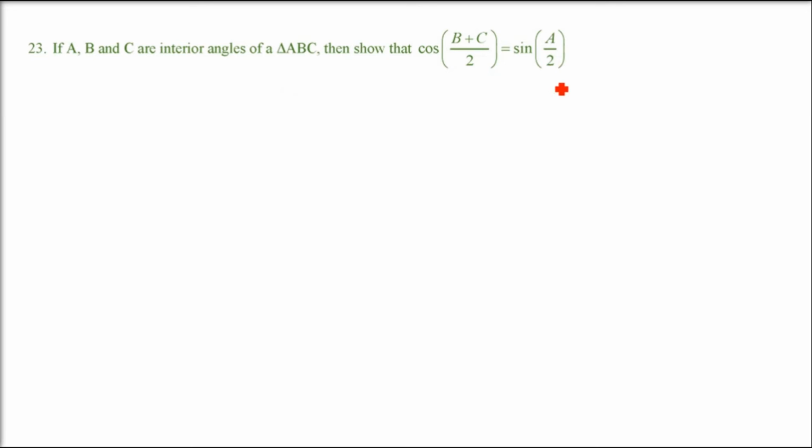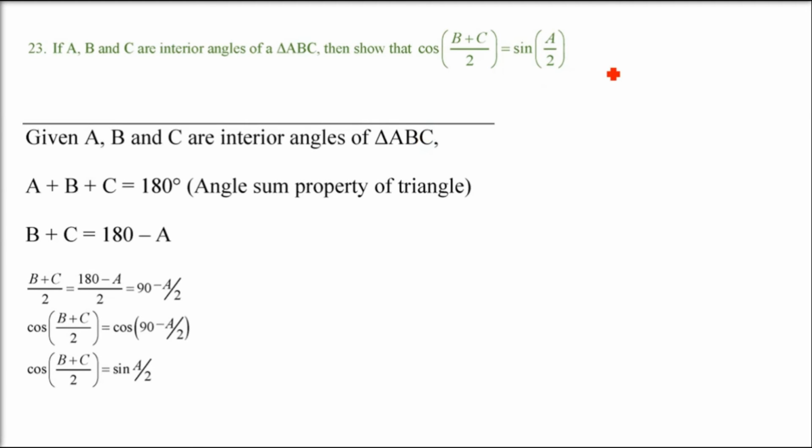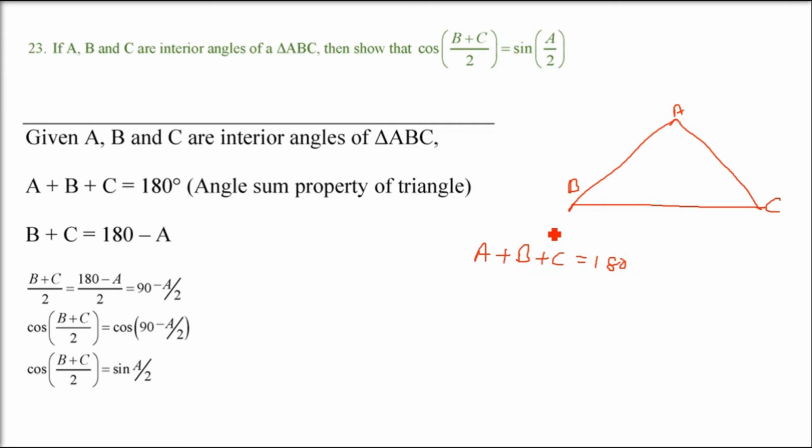Show that cos (B plus C)/2 equals sin A/2. Here we will use the angle sum property. It's a formula actually. So we'll take a triangle and apply the angle sum property. This is A, this is B, and this is C. Now angle A plus angle B plus angle C, the sum of interior angles of a triangle, is 180 degrees.